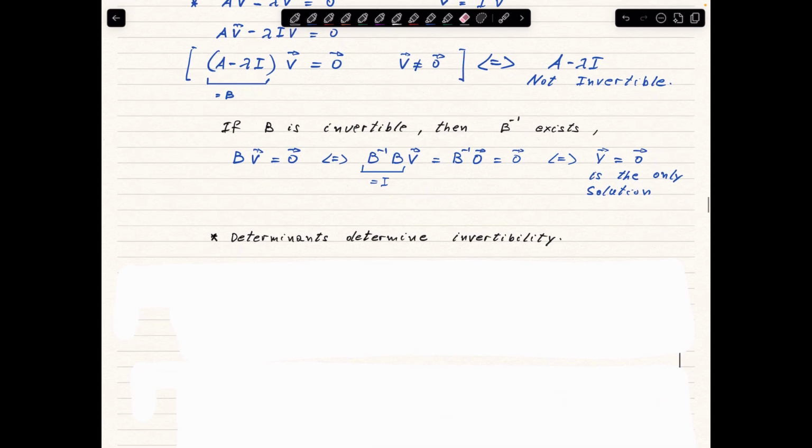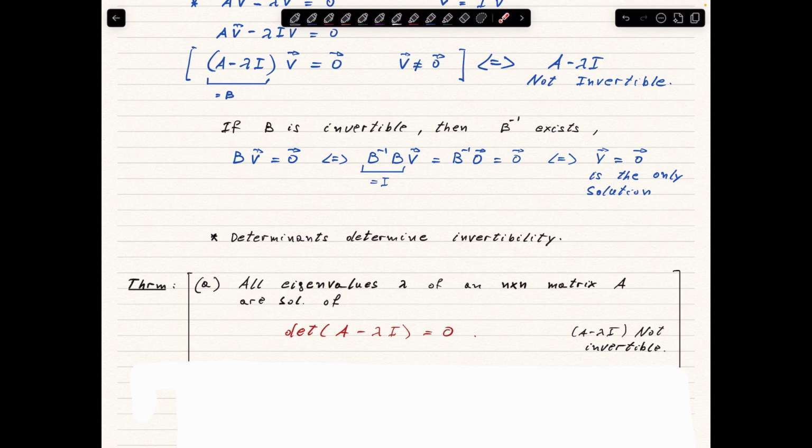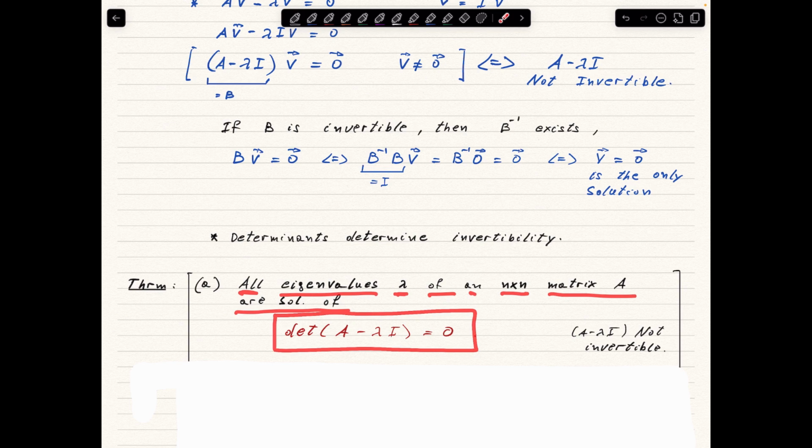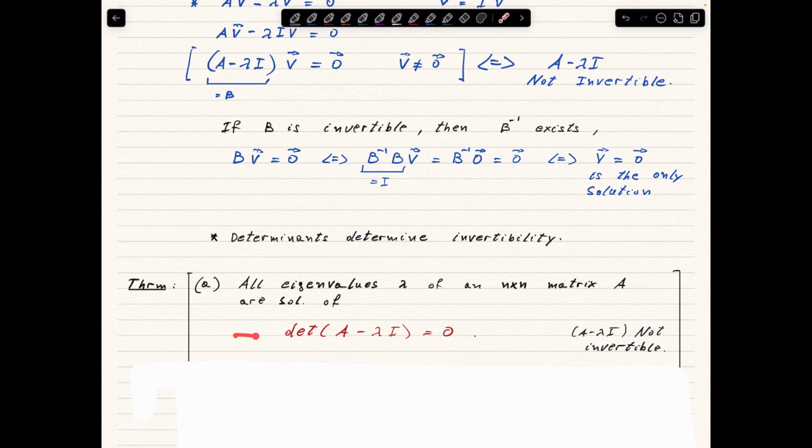And all that gives us the following statement. All the eigenvalues lambda of an n by n matrix A must be solutions of the following equation: determinant of A minus lambda identity equals 0. Because this equation is equivalent to saying that this matrix is not invertible. This equation is going to give us all the eigenvalues.